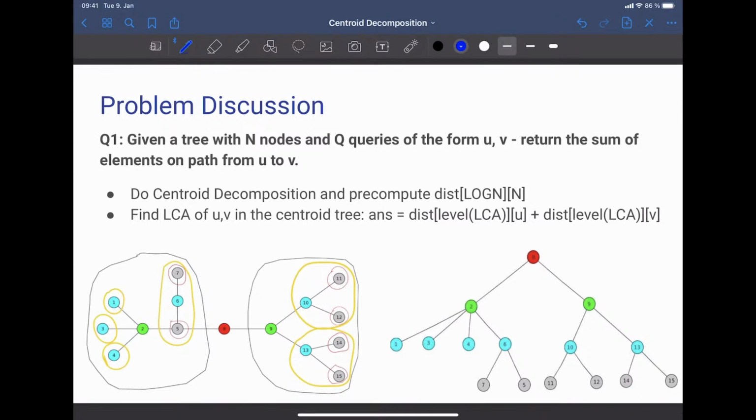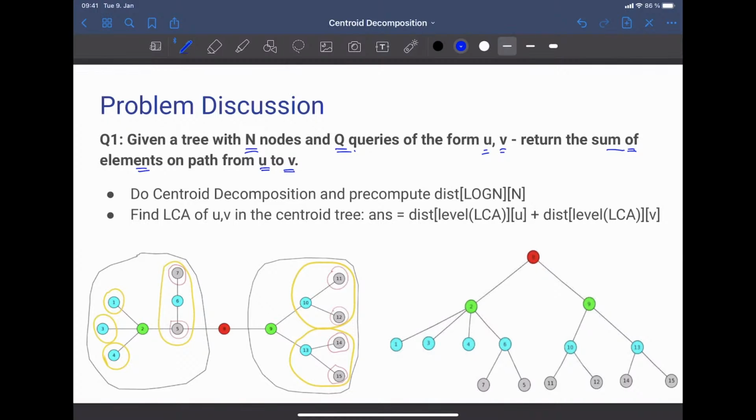Okay. So the first question is a toy problem. This question does not need centroid decomposition by any chance. The question is just that given a tree with n nodes, you are given q queries, and each query is of the form u comma v. Given two nodes, return the sum of edges on the path from u to v. Compute the distance between u and v.